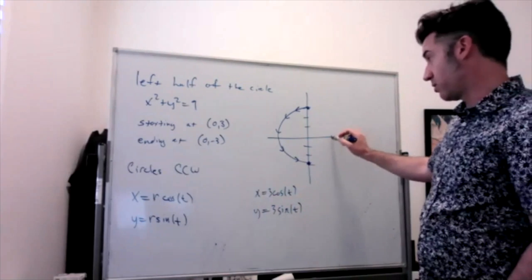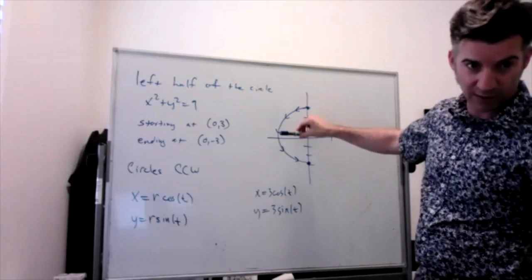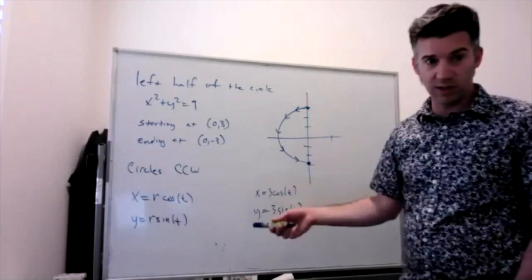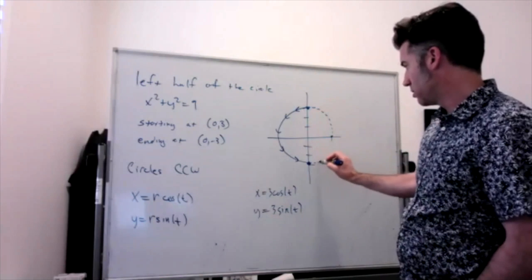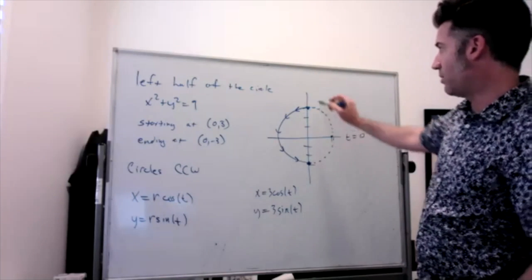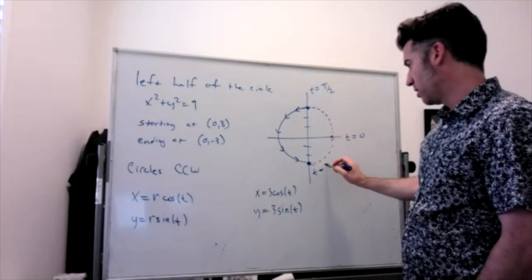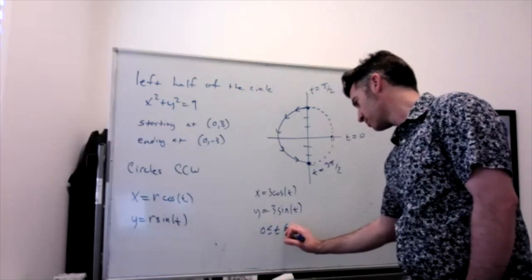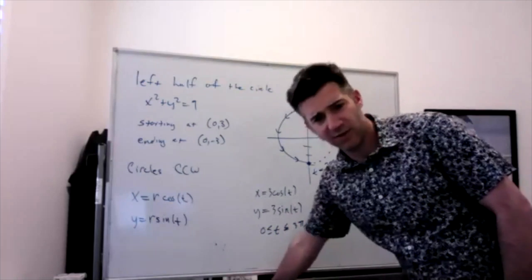Just like on the unit circle, this angle is 0, angle is pi over 2, angle is pi, angle is 3 pi over 2, angle is 2 pi. So if you use these specific equations, it'll start you here and it will go around counterclockwise. But I don't want to start at t equals 0. I want to start at t equals pi over 2. And I want to end at t equals 3 pi over 2. Sorry, pi over 2 is not 0.